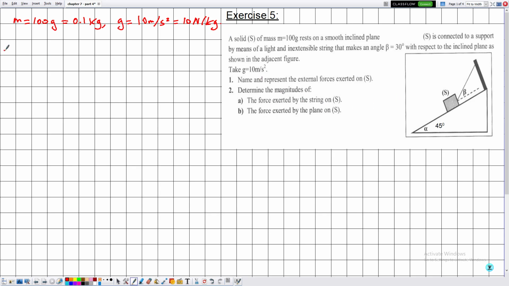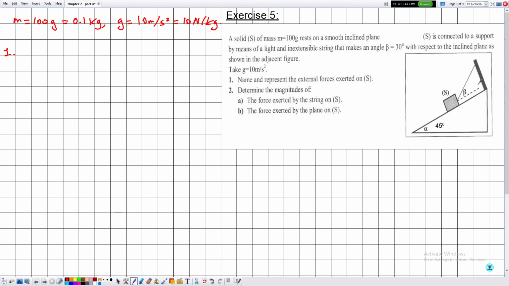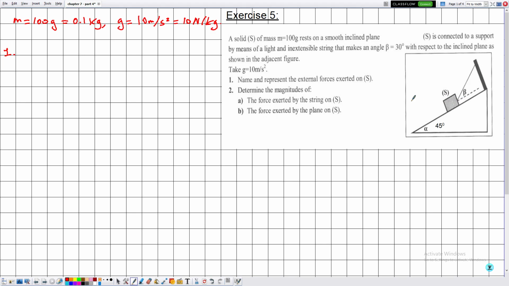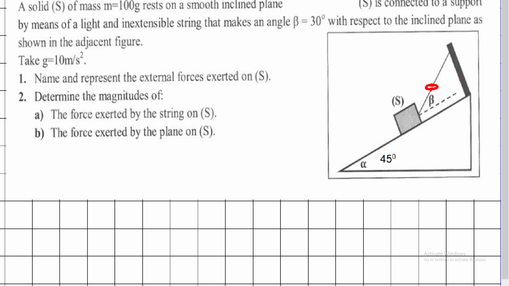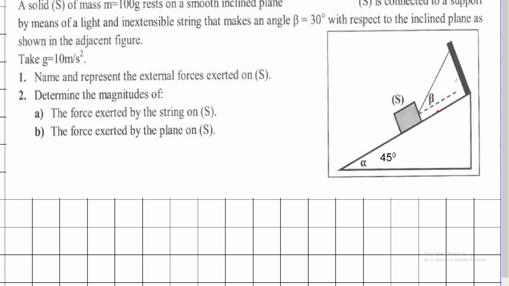Now in number 1, they are telling me to name and represent the external forces exerted on S. So in this case, we need to redraw the figure, but first let's name the forces that are exerted on S. Because the solid S has a mass, it will be subjected to the weight W. Because here we have a string, it will be subjected to the tension T. And because we have a support, it will be subjected to the normal reaction R.